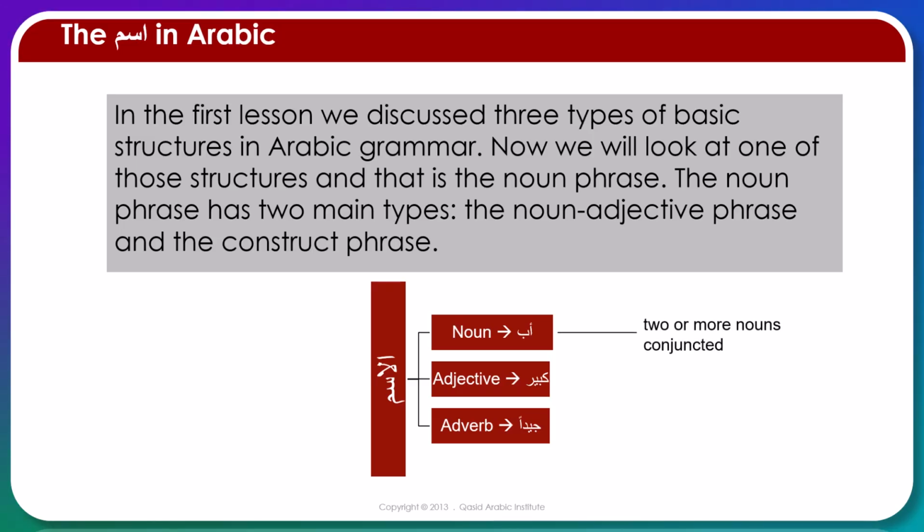If we have two or more nouns that are conjuncted together, then we get what is called a construct phrase, or idafa. If we have a noun modified by one or more adjectives, we get what's called a noun adjective phrase.